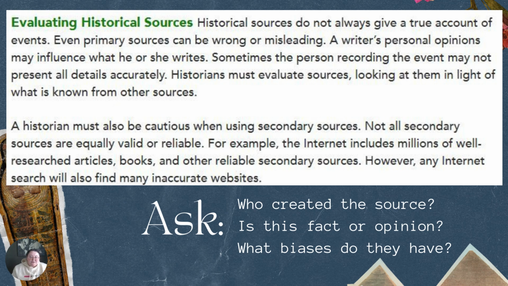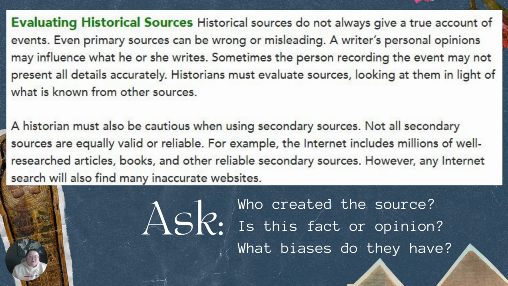Evaluating historical sources. Historical sources do not always give a true account of events. Even primary sources can be wrong or misleading. A writer's personal opinions may influence what he or she writes. Sometimes the person recording the event may not present all details accurately. Historians must evaluate sources, looking at them in the light of what is known from other sources.